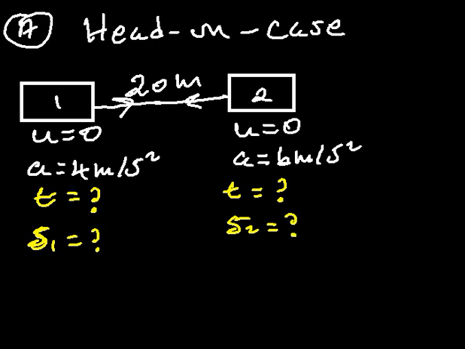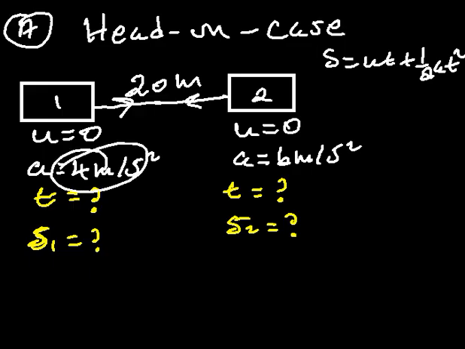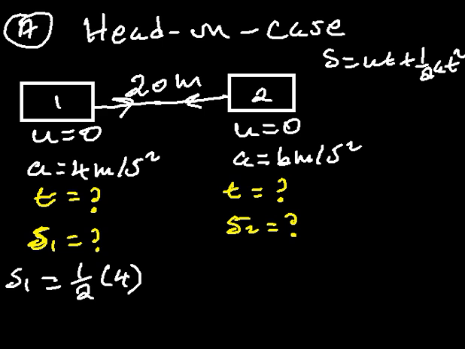It is unknown. But now, using the displacement formula, which is given as S equals ut plus half at squared, let's substitute these parameters into the equation. The displacement for object 1, S1, with the initial velocity given as 0, is half times the acceleration, which is 4, times t squared, since time is unknown. So S1 is equal to 2t squared. This is equation number 1.